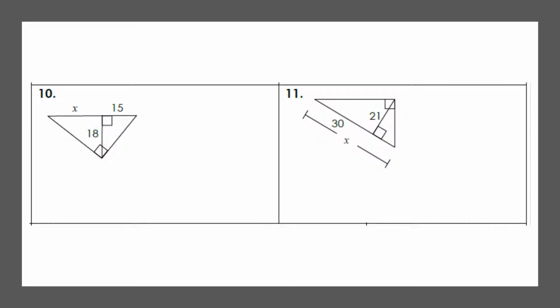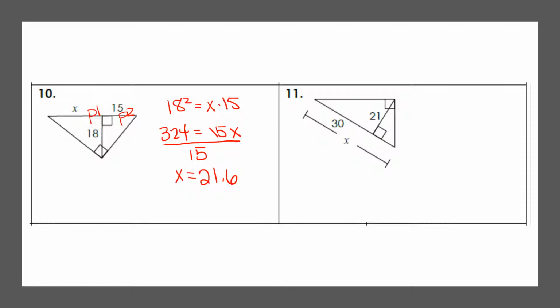Example 10. This time they give me the altitude, but I'm missing either part 1 or part 2. I go ahead and label them. So I've got 18 squared equals x times 15. So 18 squared is 324 equals 15x, and then I'll divide the whole thing by 15, and I get that x is equal to 21.6, excuse me.